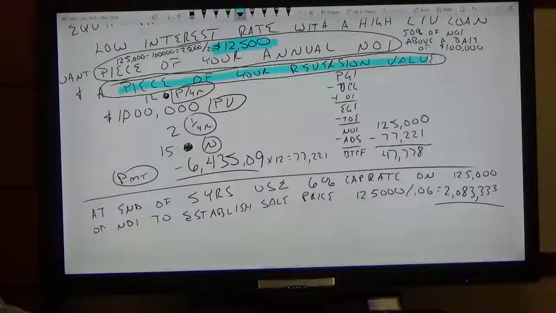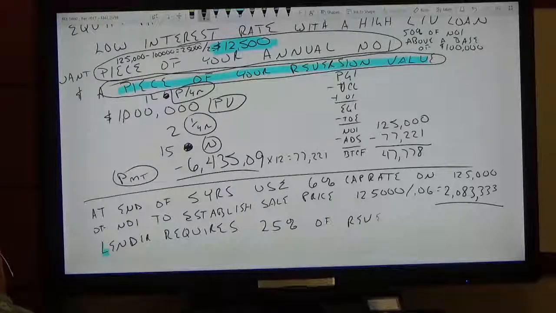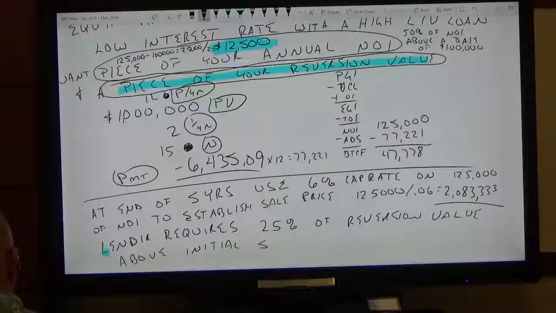So lender requires 25% of reversion value above initial sale price or purchase price, maybe better terminology.